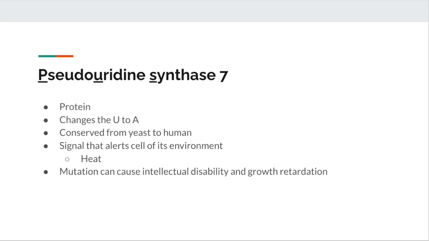So Pus7 is a protein called pseudouridine synthase 7, and this protein changes the uridine of RNA to a pseudouridine. This is conserved from yeast to human, and this protein has signals that alert the cell of its environment. In this particular research, I will be giving the stress signal environment of heat and how that affects the protein. Mutations in this protein can cause intellectual disability and growth retardation.